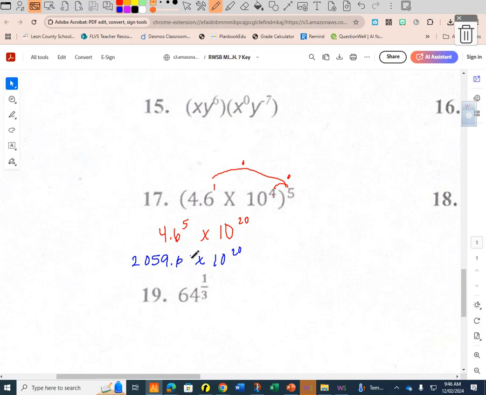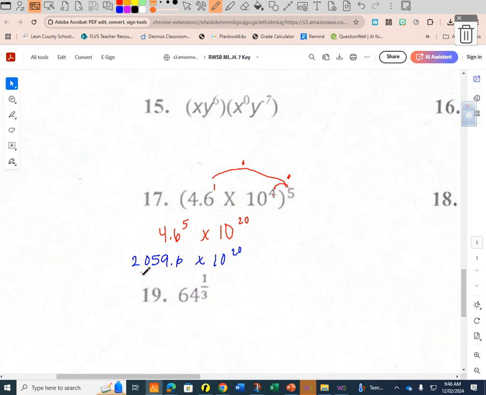That cannot be my final answer. Why can that not be my final answer, Brooklyn? Do you remember? We want it in scientific notation. What do we know about this number? What does this number have to be in the range of if it's in scientific notation?